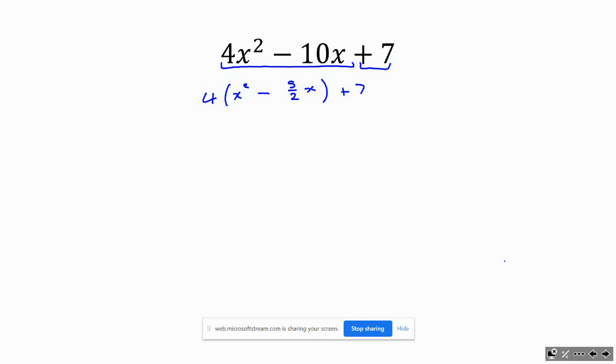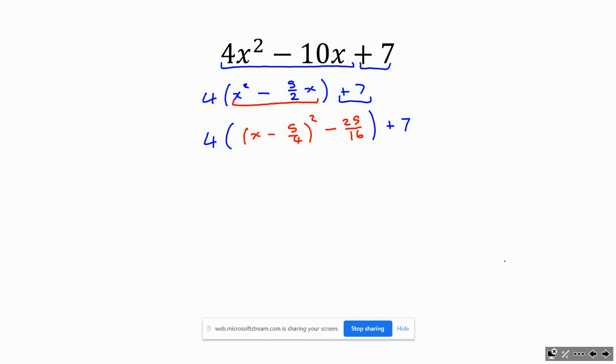All right. At this point, I'm going to focus on completing the square there. So if I start writing this out, 4 bracket, and then I've got to complete the square. So x squared minus 5 over 2x becomes x minus, well, half of 5 over 2 is 5 over 4, squared. I'm going to take away the square of 5 over 4. So take away 25 over 16. And then let's not forget the plus 7 on the end.